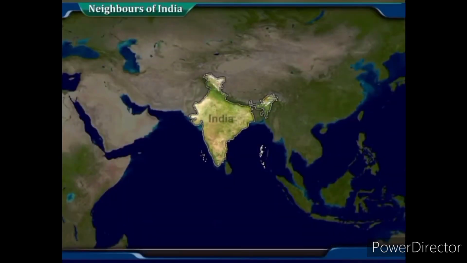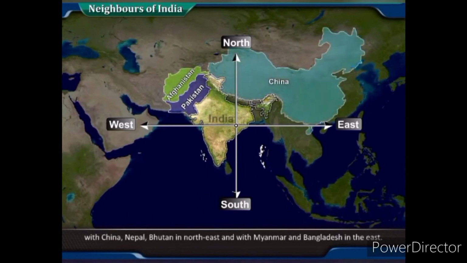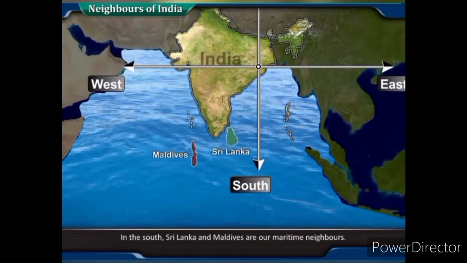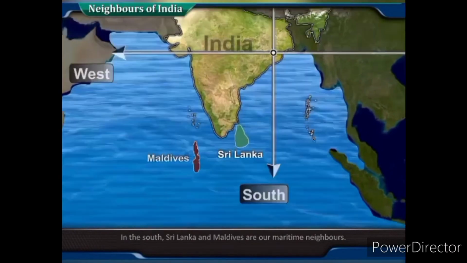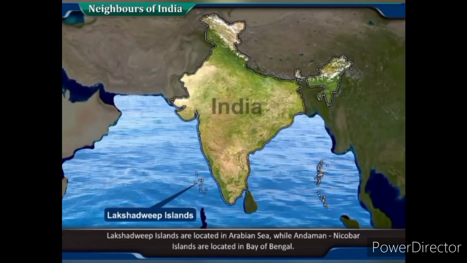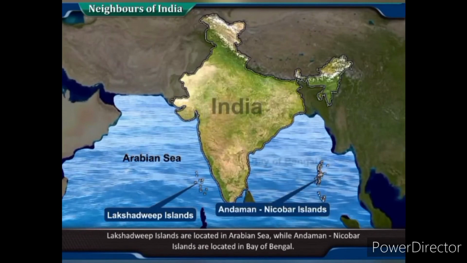Neighbors of India. India has a common land boundary with Pakistan and Afghanistan in the northwest, with China, Nepal, and Bhutan in the northeast, and with Myanmar and Bangladesh in the east. In the south, Sri Lanka and Maldives are our maritime neighbors. India and Sri Lanka are separated by Palk Strait and the Gulf of Mannar. Lakshadweep Islands are located in the Arabian Sea, while Andaman and Nicobar Islands are located in the Bay of Bengal.